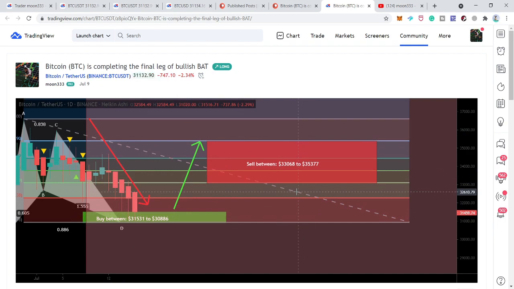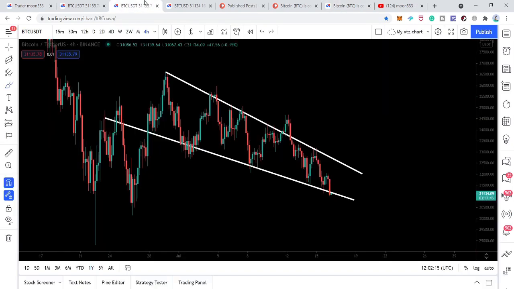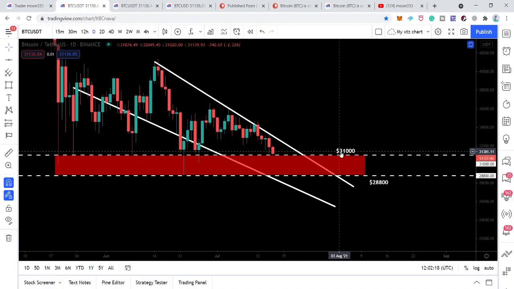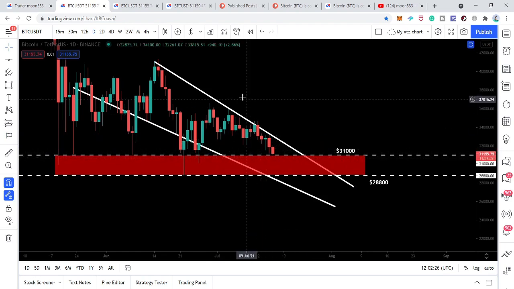However, at this time, the formation of this bullish bat is very important, because we have seen in my previous videos, so many videos, whenever the price line is testing the key level support zone that starts from $31,000 to $28,800, and you can see at this time it is again testing this key level support zone. The price action also forms a bullish harmonic move.